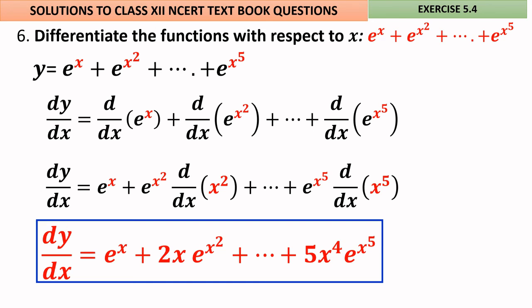We are just showing only 3 terms out of 5 terms. You can show the rest also. The next term for x cube, you know it is 3x square into e power x cube. Then for x power 4 it is 4 into x cube into e power x power 4. By that you can show it. You can show all the terms also.